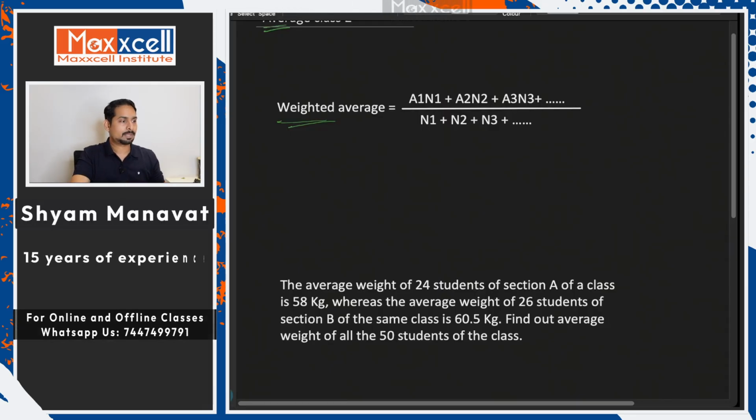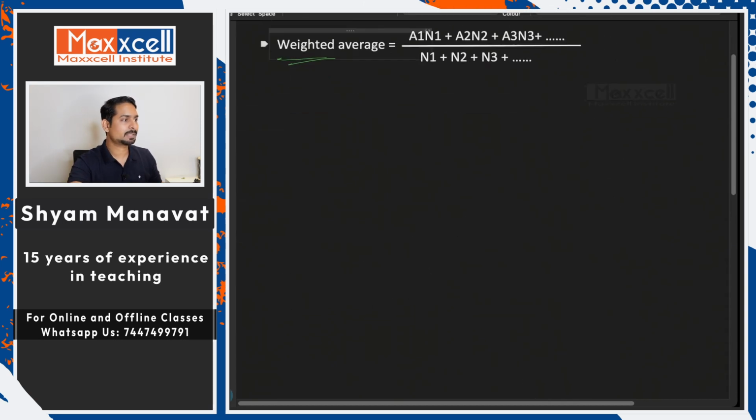When you have groups of people having different averages and you combine all of them and want to find a common average. For example, suppose in a class there are 30 boys and there is a test being conducted. Okay, in class A, let's say in section A and section B, there is a test which is conducted.